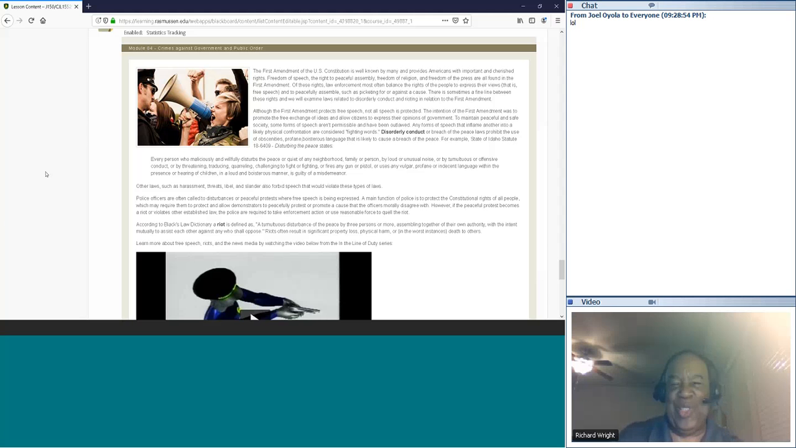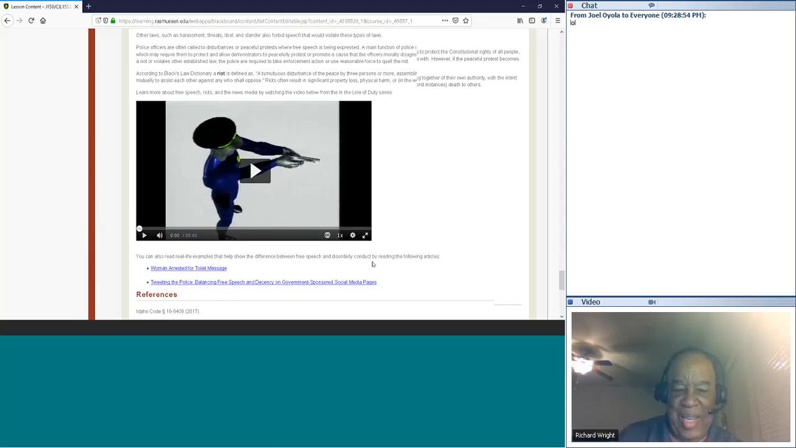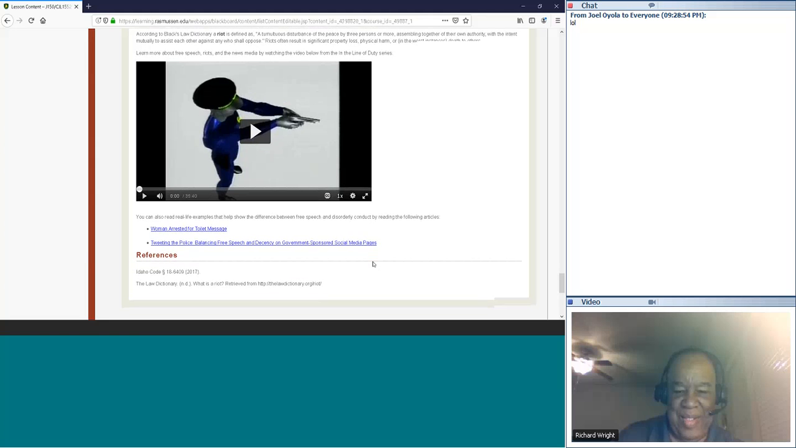Black's Law Dictionary, which is a dictionary that many of us who are lawyers are familiar with, and learn about as law librarians and in law school, defines a riot as a tumultuous disturbance of peace by 3 or more persons assembled together with the intent to mutually assist each other against anyone who could oppose. And riots are designed significantly to trigger violence, create property loss, and things of that nature. So again, you can learn more about that by looking at this. All right. So that's it.